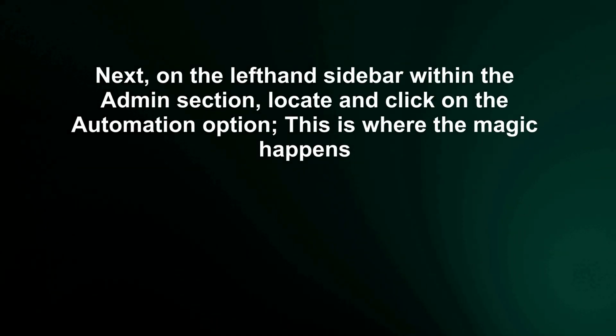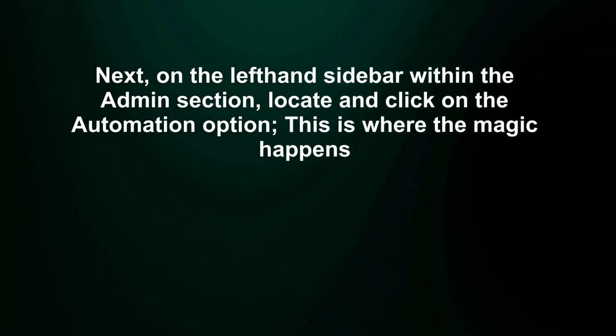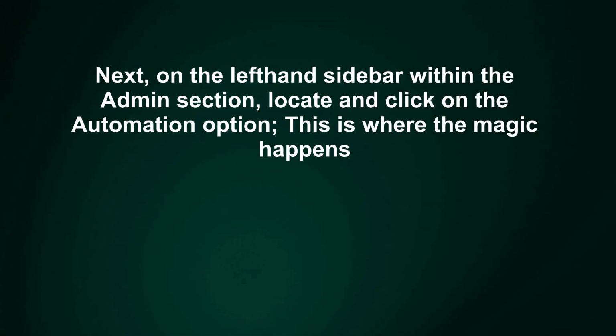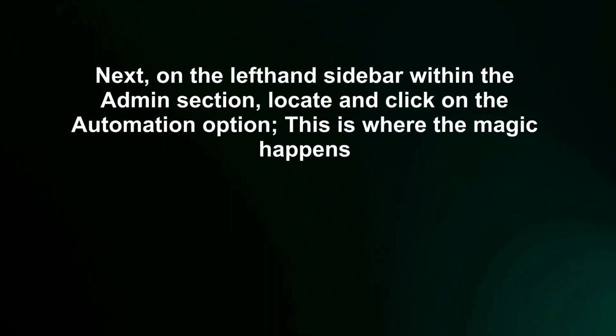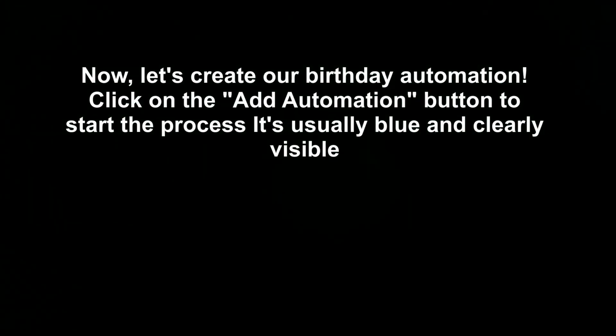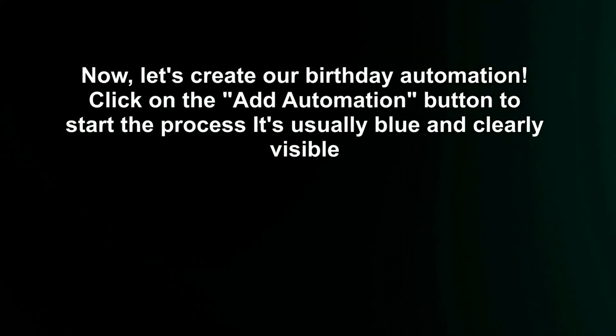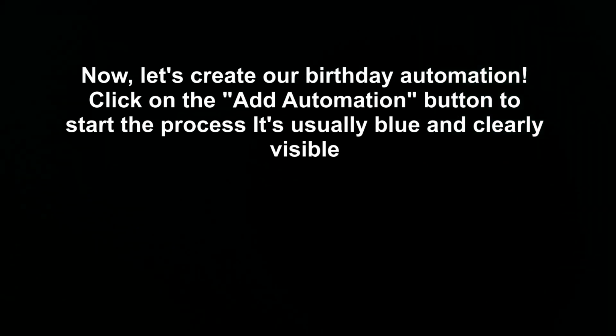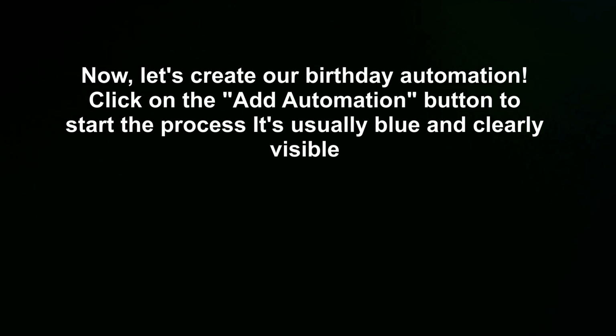Next, on the left-hand sidebar within the admin section, locate and click on the automation option. This is where the magic happens. Now, let's create our birthday automation. Click on the Add Automation button to start the process. It's usually blue and clearly visible.